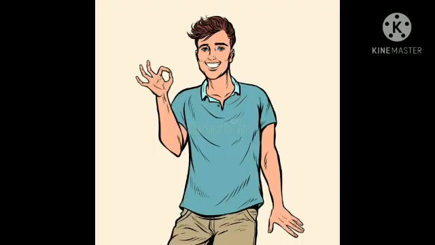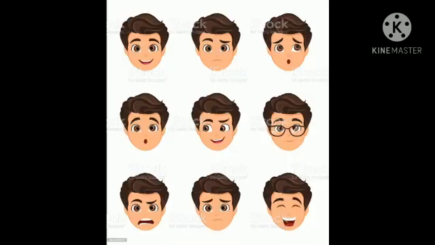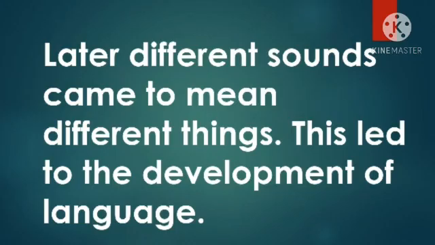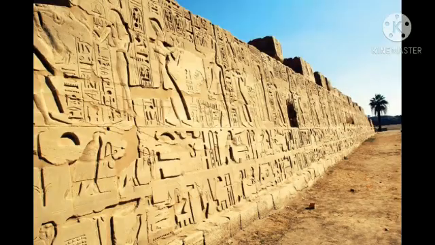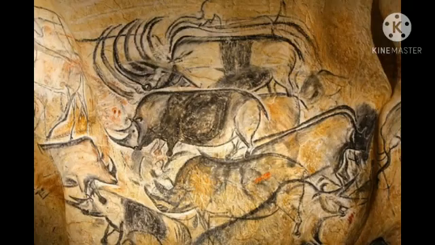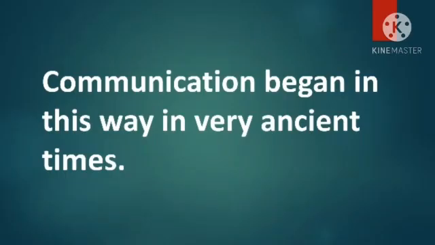In the beginning, man used gestures and facial expressions and different kinds of sounds to communicate. Later, different sounds came to mean different things. This led to the development of language. After spoken language, man invented writing. He began to carve his thoughts onto the walls of caves and pieces of wood. Communication began in this way in very ancient times.